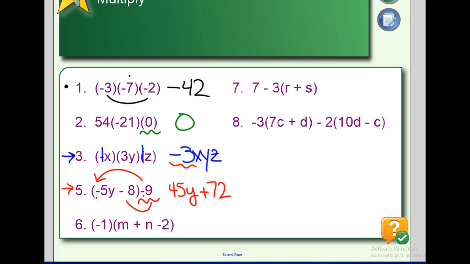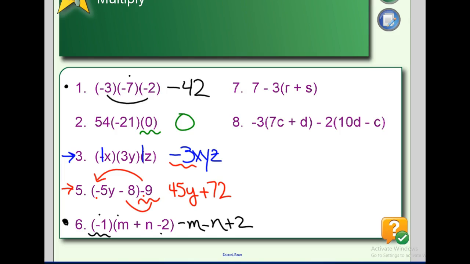All right, let's look at number 6. Now, number 6 was one of those properties we just looked at in the gray box. They want me to multiply everything by negative 1. So remember, when we multiply by negative 1, we're changing everybody's sign. So negative 1 times m is negative m. And negative 1 times n is negative n. And then negative 1 times negative 2 is positive 2. Nice.